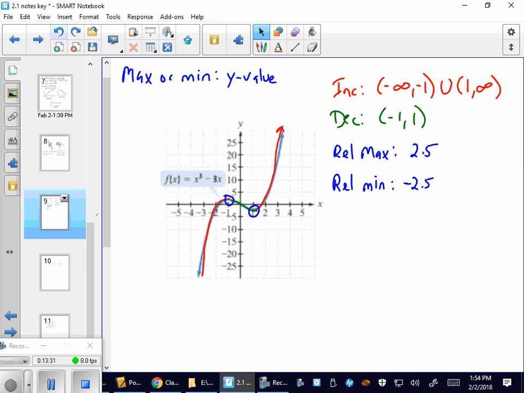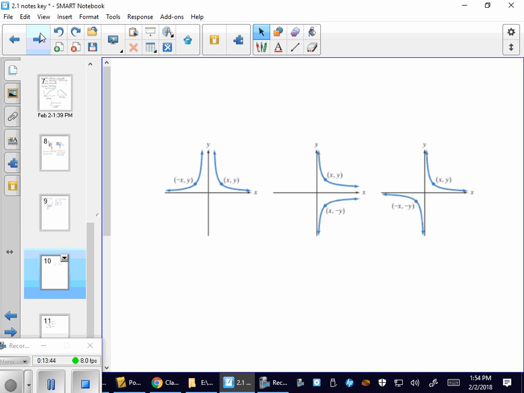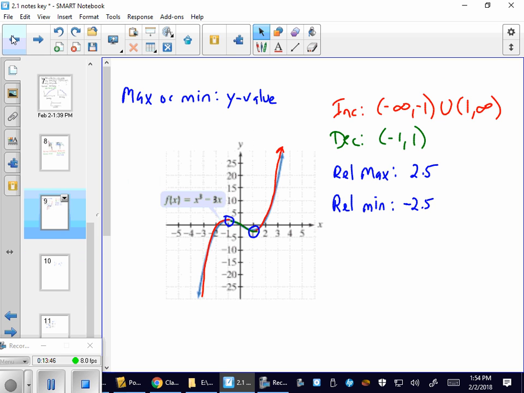Okay, and there were no intervals of constant on this thing because there was nothing where it was completely horizontal. All right. Let me see what's on the next page here. Okay, we're getting ready to get to that.